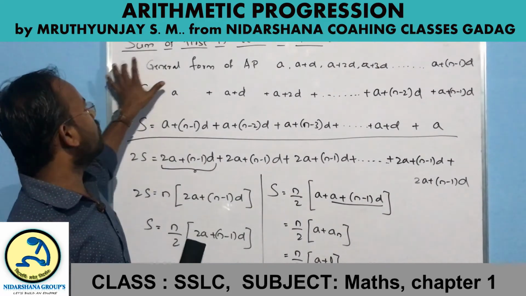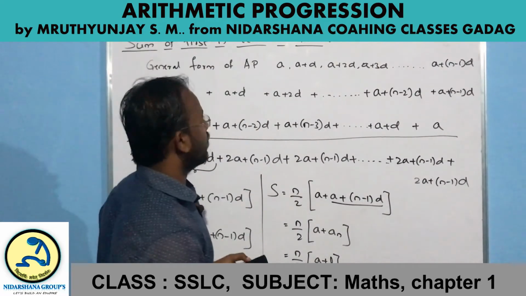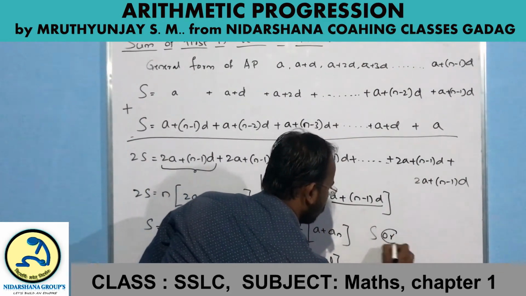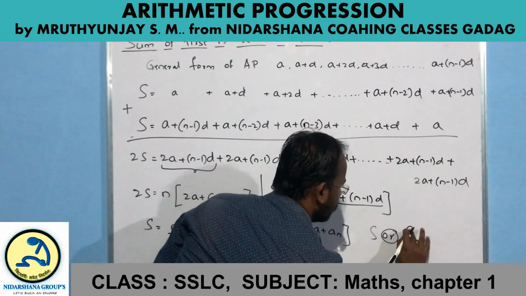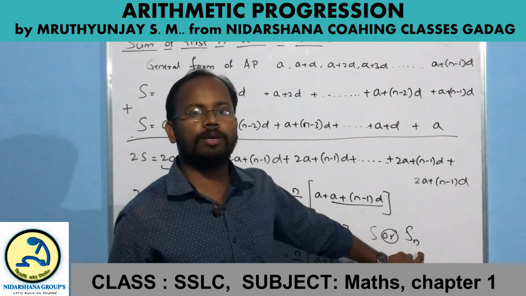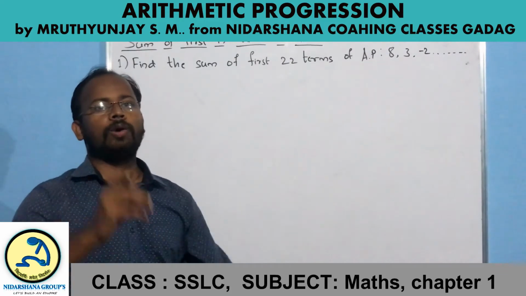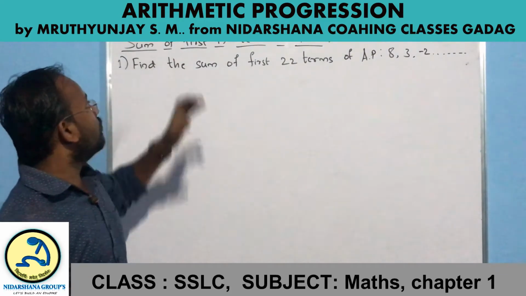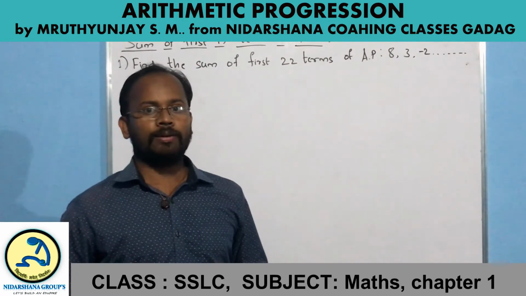The expression for the sum of first n terms can be denoted by S or Sn. Okay, so this Sn indicates the sum of first n terms of an arithmetic progression. Now I will take up the uses of the formula for the sum of first n terms of an arithmetic progression.